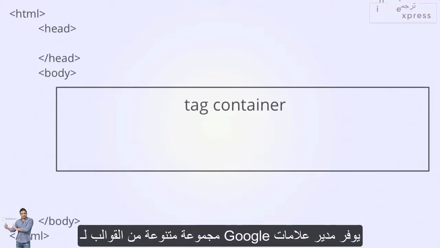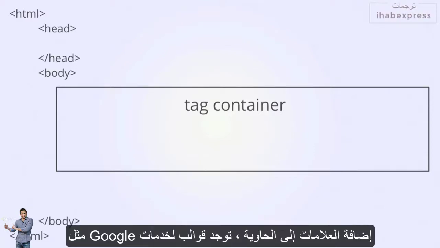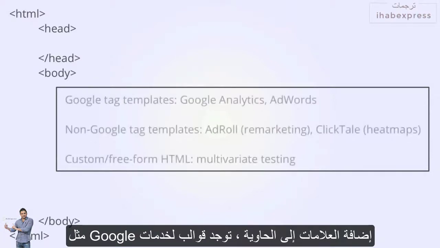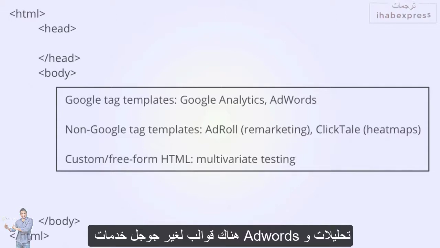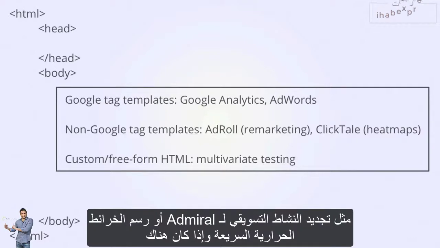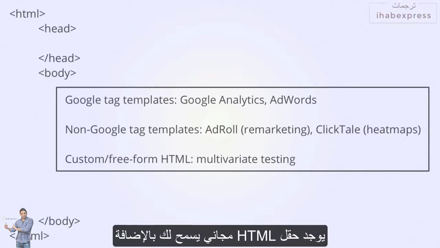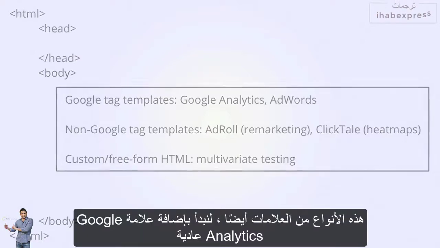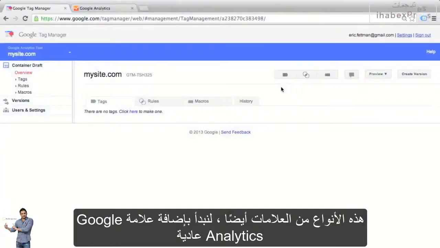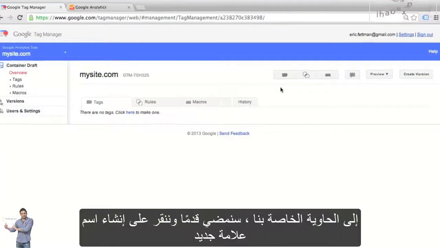Google Tag Manager provides a variety of templates for adding tags to the container. There are templates for Google services such as Analytics and AdWords. There are templates for non-Google services such as AdRoll remarketing or Clicktale heat mapping. And if there is a tag that you want to add that there is not an existing template for within Google Tag Manager, there is a freeform HTML field that will allow you to add those types of tags as well. Let's start by adding a regular Google Analytics tag to our container.